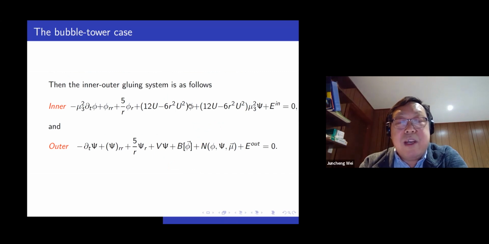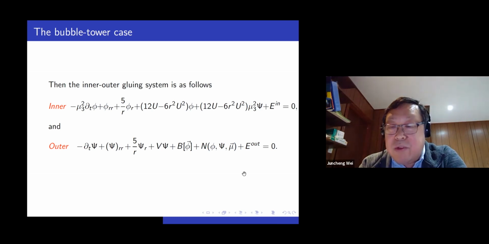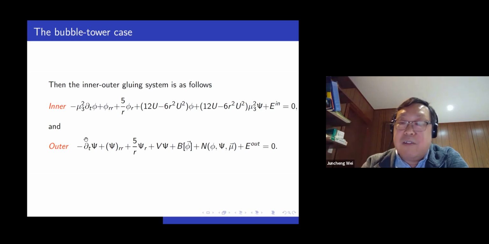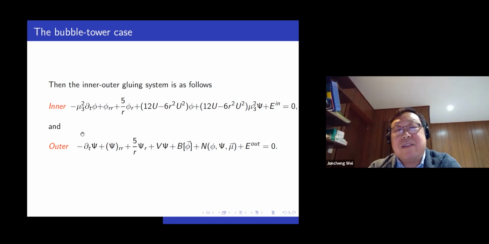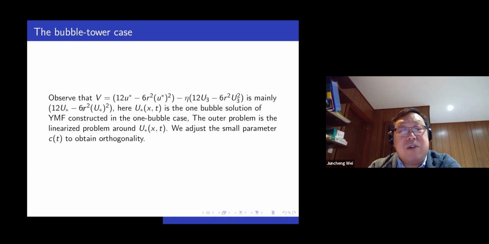So we have an inner problem and outer problem. Now the outer problem is also singular. The outer problem contains bubbles, and so even for the outer problem, we need to divide into the inner and the outer and do the reduction. So I think my time is up, and there's a lot of computations.